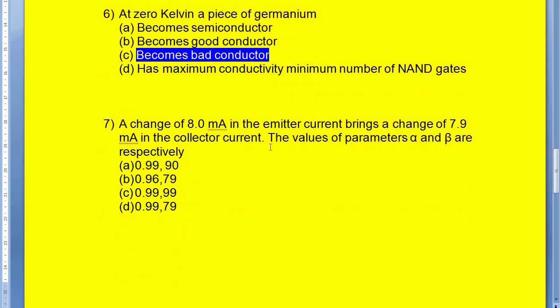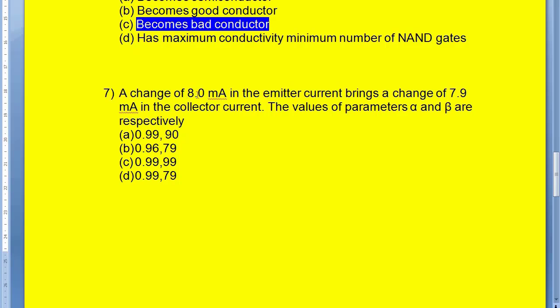Number 7. A change of 8 milliampere in the emitter current brings a change of 7.9 milliampere in collector current. Find the values of alpha and beta. So we are given two parameters. One is delta IE and the other is delta IC. We need to find alpha and beta, both the gains.